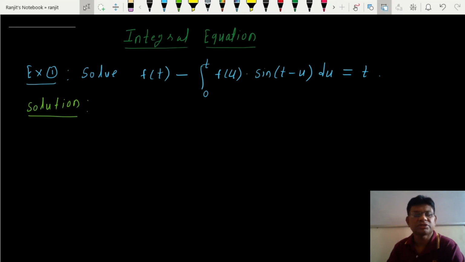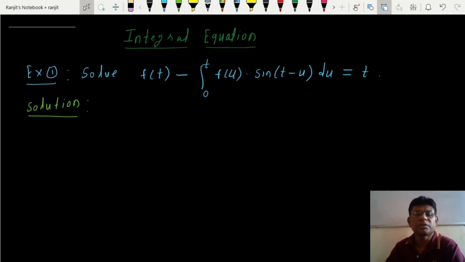In the last lecture, we have seen applications of Laplace transform, that is how we can solve ordinary differential equation by using Laplace transform method. Again, we will see some more application of Laplace transform, that is how we can solve integral equation by using Laplace transform.